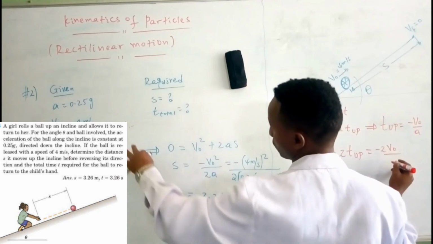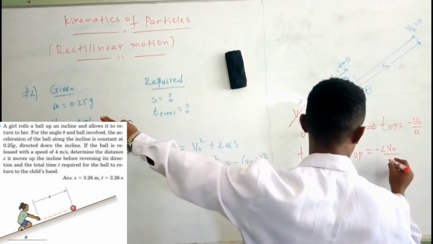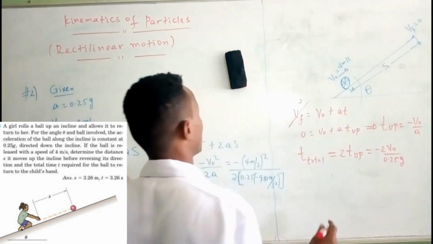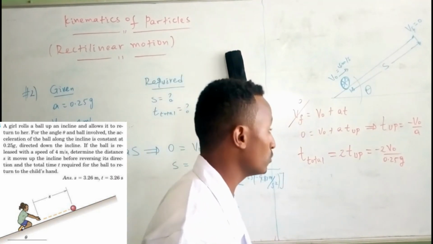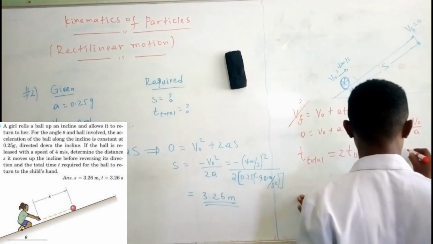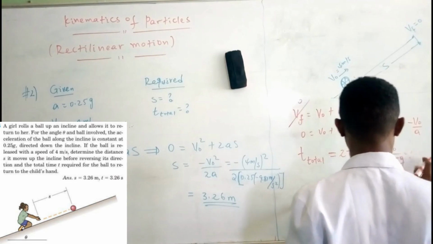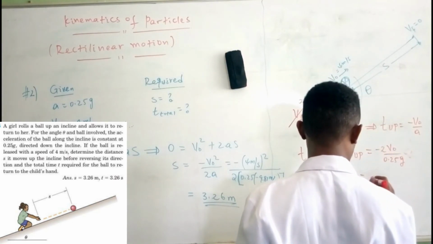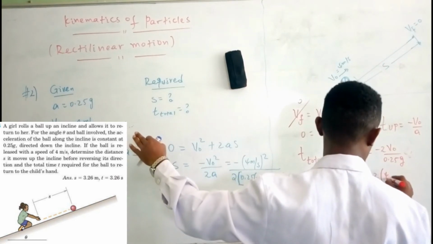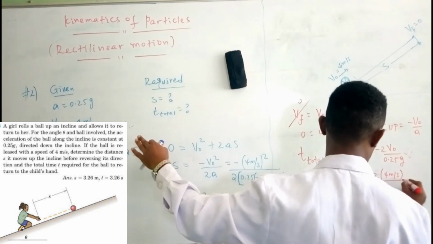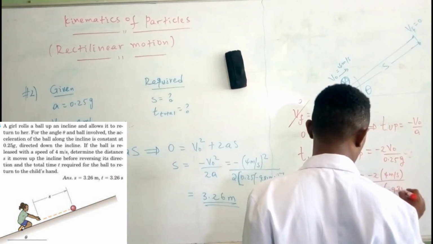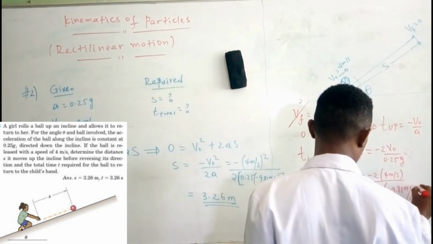A means we have acceleration 0.25 gravity. As the ball moves upward, the value of gravity becomes negative. So T total equals negative 2, this is the V naught, 4 meters per second, over negative 0.25 times 9.81 meters per second squared.